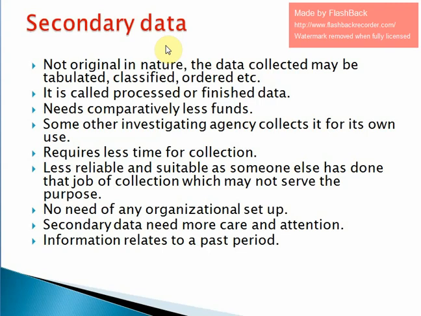A has collected the data, has used that particular data for his research purpose. Afterwards, the same data can be used by another person, B. For B, the data is secondary. In secondary data, it's not original in nature. Data collected may be tabulated, classified, ordered, or processed by someone else. It is also called processed or finished data.